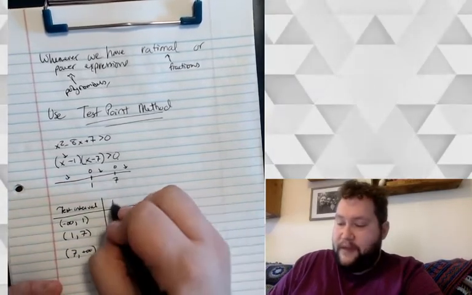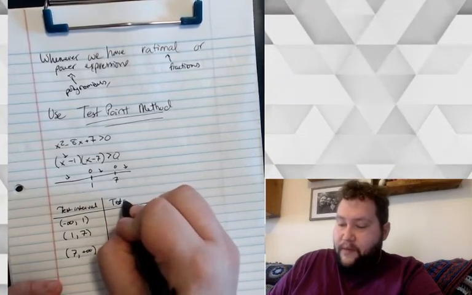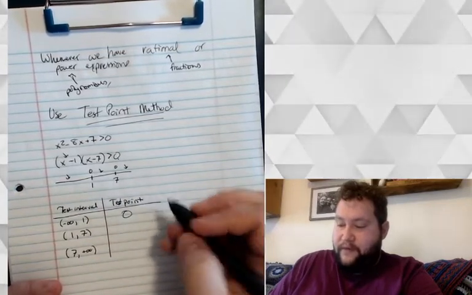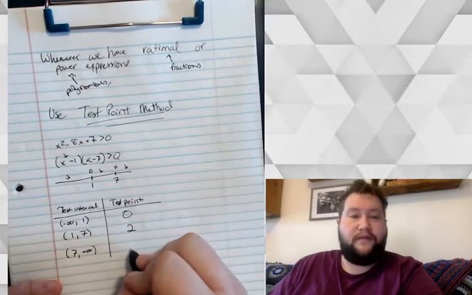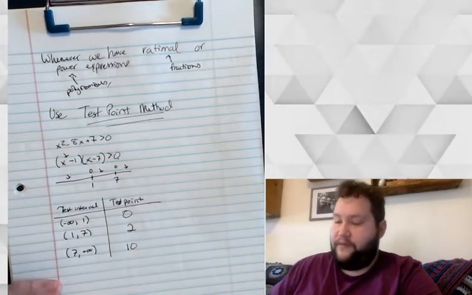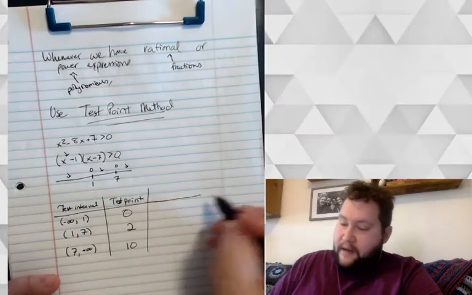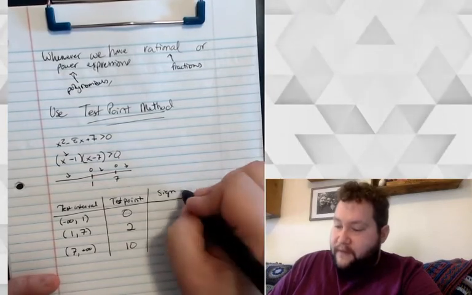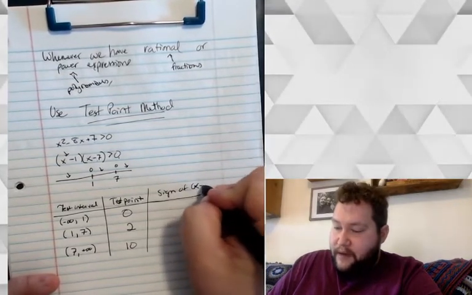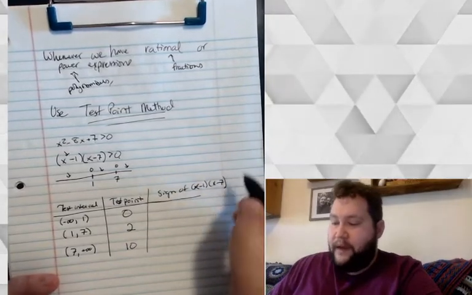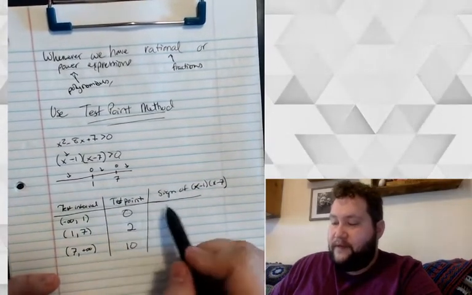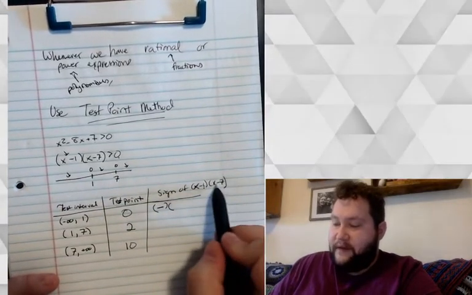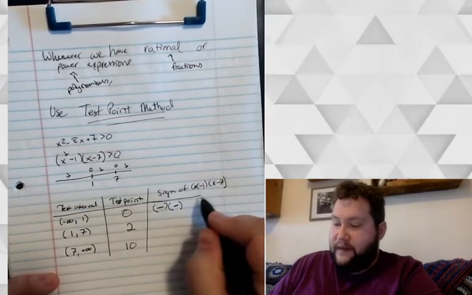And then we'll pick a test point within each interval. So 0 is in the first interval, 2 is in the second interval, and 10 is in the third interval. You can pick any point you like, it doesn't matter which. Then let's look at the sign of that expression, x minus 1 times x minus 7. When x equals 0, we have 0 minus 1, which is negative, times 0 minus 7, which is negative, and so that's a positive.